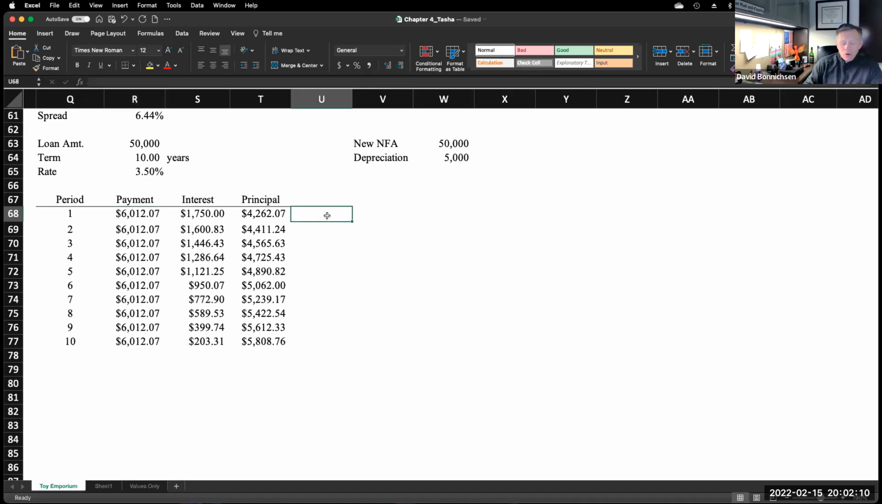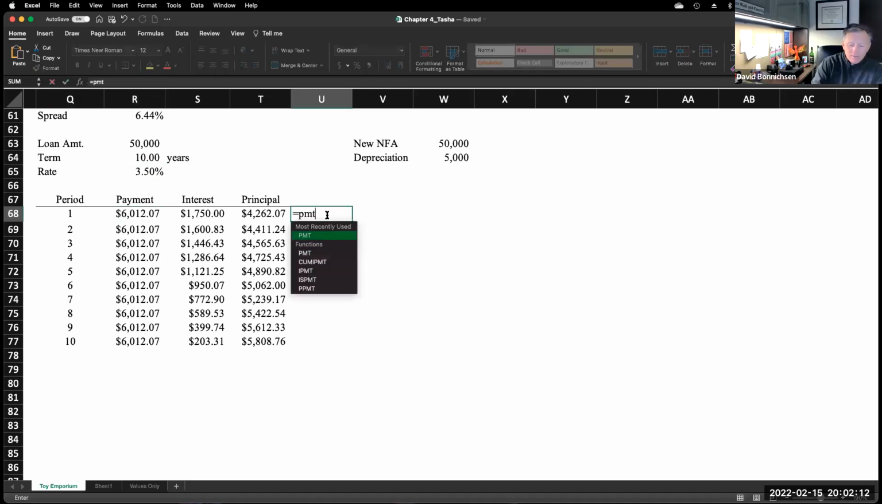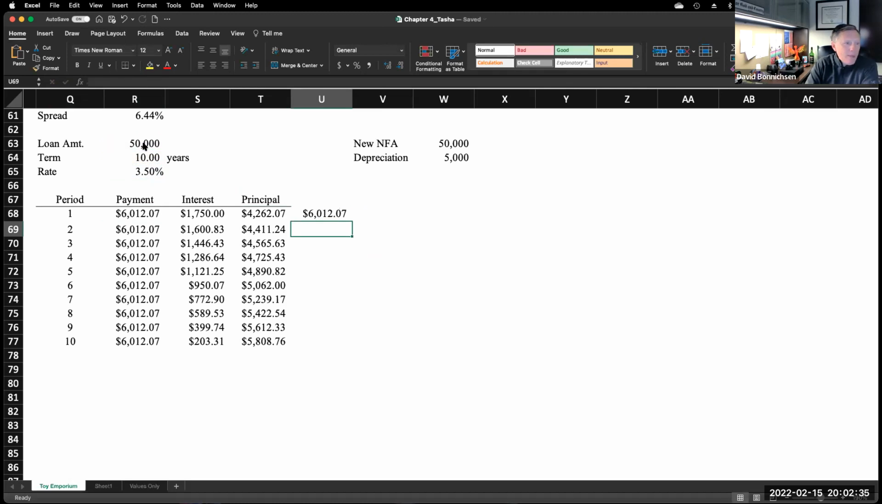Okay, so equals PMT, and we open the parentheses, and it kind of tells us what it wants, right? We can give it the rate. We can give it the number of periods. In this case, it's annual compounding, so it's just 10 years. And we can give it the PV. And there's our annual payment. That's how much we have to pay the bank every year.